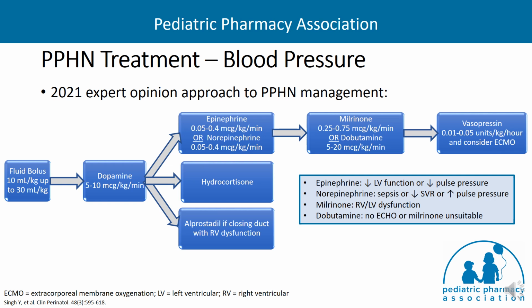And then special situations where you would maybe choose to consider one agent over another are included in the light blue box on this slide. And this includes epinephrine, which you would consider if there is decreased left ventricular function or decreased pulse pressure. Norepinephrine when there is comorbid sepsis or there's a decrease in systemic vascular resistance or an increase in pulse pressure. Milrinone when you note RV or LV dysfunction, and then dobutamine when milrinone would not be suitable for the patient.